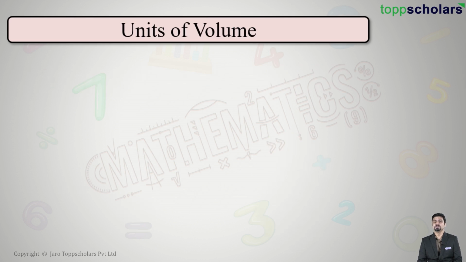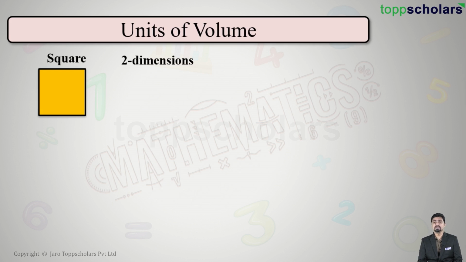Perfect. Great. So, let us now understand units of volume. Now, we know this shape is a square. How many dimensions does the square have? 2 dimensions. Let us say this is 1 centimeter, then the other will also be 1 centimeter.